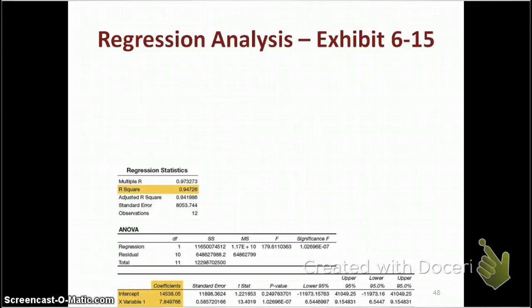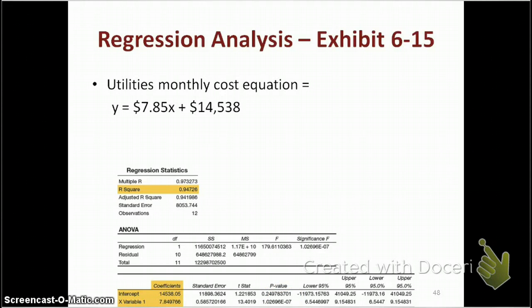So with the information that you have here, let's write out our cost equation. You know that your cost equation is y equals vx plus f. You know that v is your x variable, which you have put at 7.85, and your intercept is your fixed cost, which is 14,538. Now you can use this cost equation to predict cost at different volumes within your relevant range.